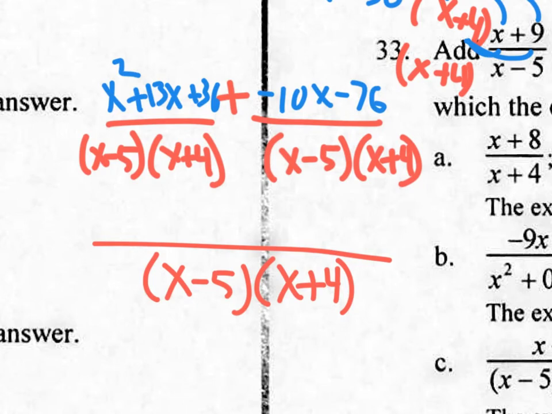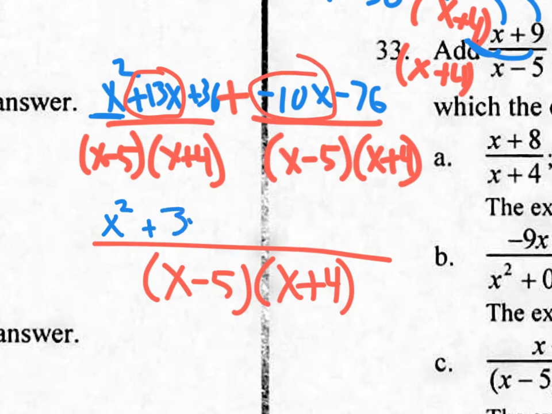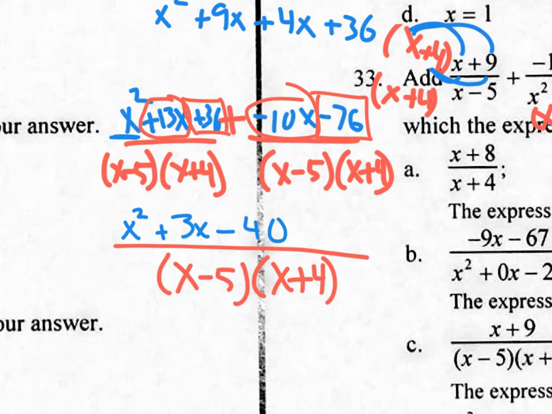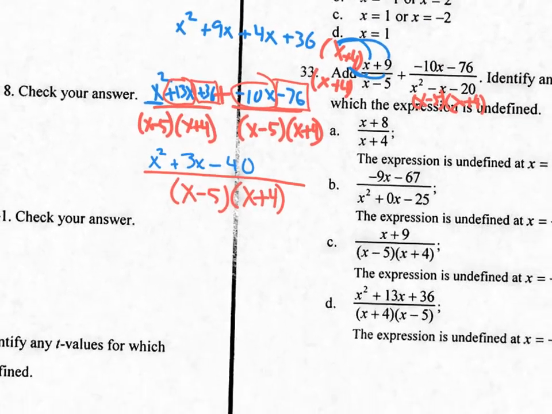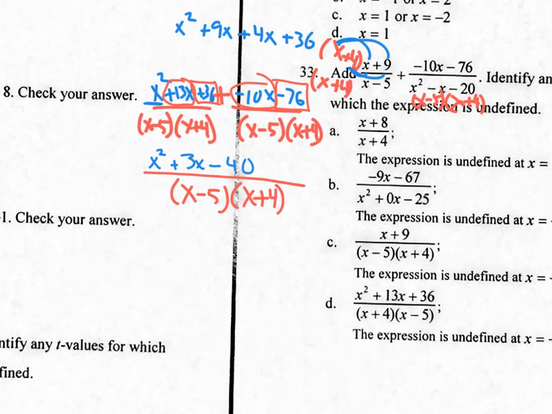And if I start with the highest, x squared, there's nothing to combine that with, so just bring it down, x squared. We could combine the 13x that we see here with that negative 10x, and what do we get? Positive 3x, so I put plus 3x. And last but not least, we could combine the 36 with the negative 76. Now what does that give us? Negative 40. So we have this as our answer so far. Is there anything else that we could do? The question is, could we continue factoring the numerator and maybe cancel something out?